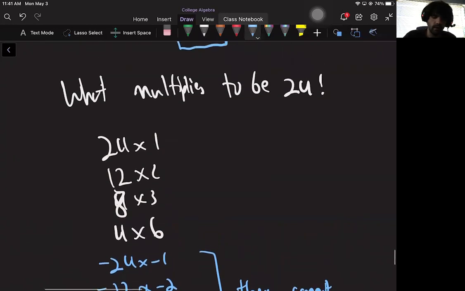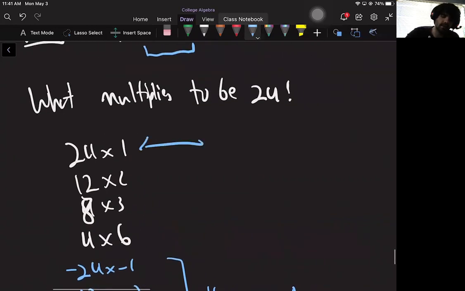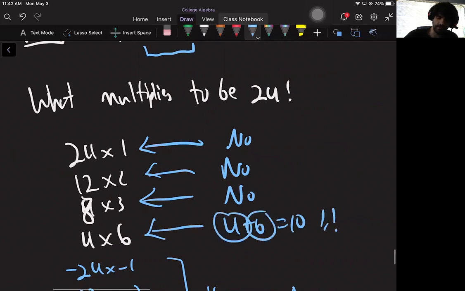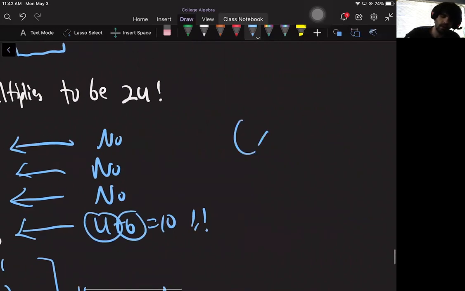So it's got to be one of these. So which one of these adds to 10? Well, 24 plus 1, that's 25. 12 plus 2, that's 14. 8 plus 3 is 11, pretty close, but no. 4 plus 6, that is 10. So it's 4 and 6. So x plus 4 and x plus 6, my factorization.